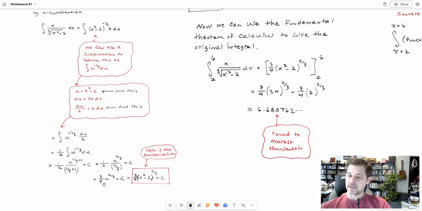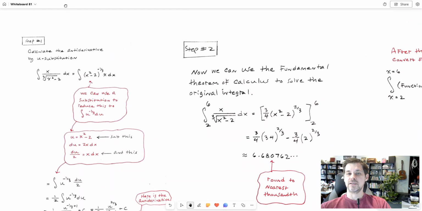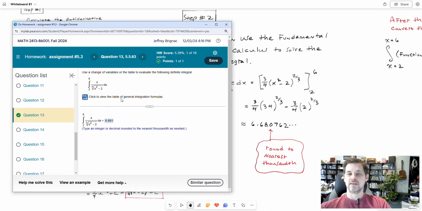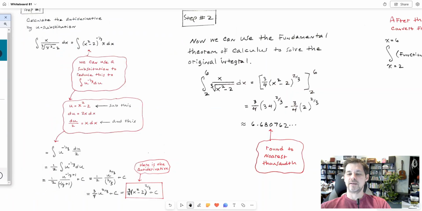But I'll take this tactic of getting my original variable back. So how do I get the x back? It's through the substitution. If u is x squared minus 2 and I've got u right there, then here's my final answer, the antiderivative in terms of x: 3/4 times x squared minus 2 to the 2/3 power plus c. So that's my antiderivative of the original function, the one given in this problem: 3/4 x squared minus 2 to the 2/3 plus c.